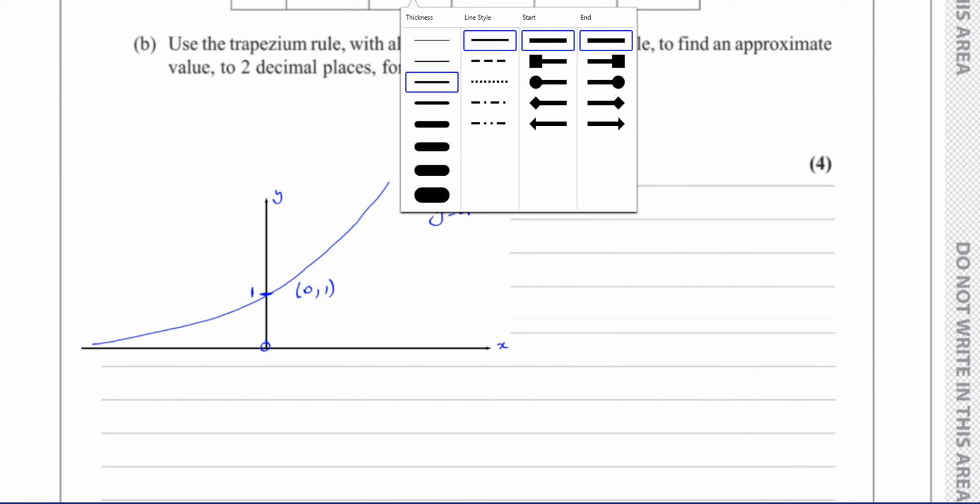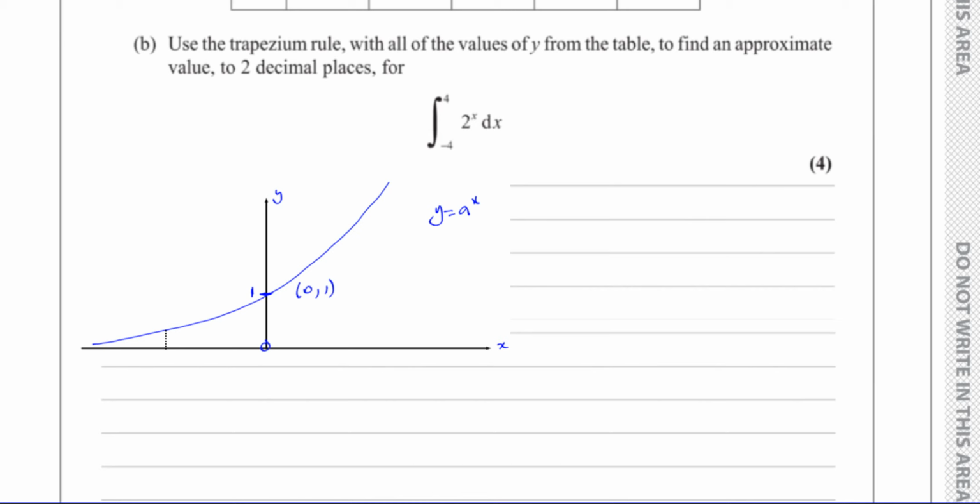Okay, so we don't want to use integration because, in fact, we can't use integration at this stage in our understanding of integration. We don't know how to integrate something of this form, so we have no choice but to use the trapezium rule as one way of estimating. So between -4 and 4, we want to find this area. That's what we want to do.